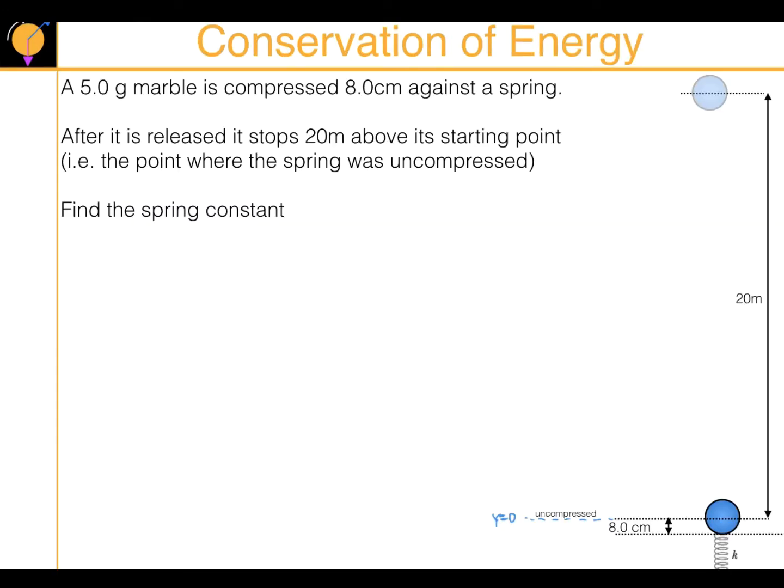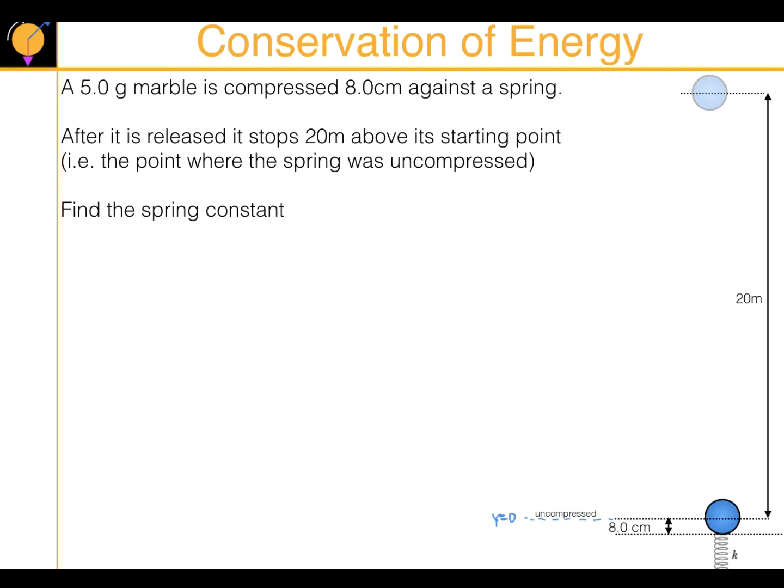Okay, here's another fun one. I have a 5-gram marble, and it is compressed. It's pushed down against a spring so that it compresses the spring by 8 centimeters. And when it is released, it flies up and then it stops 20 meters above the 0 point. So here we're setting y equals 0 to be the point where the spring is not compressed. Then I compress it by 8 centimeters and let it go, and the marble goes up by 20 meters. So let's find the spring constant.